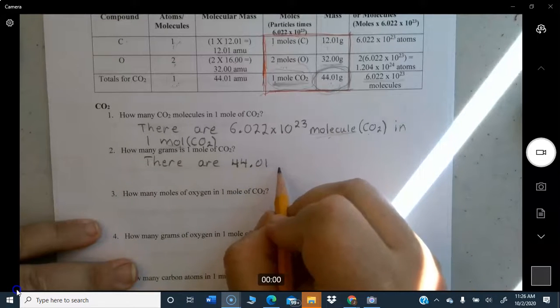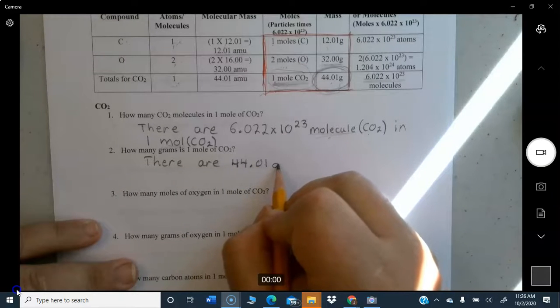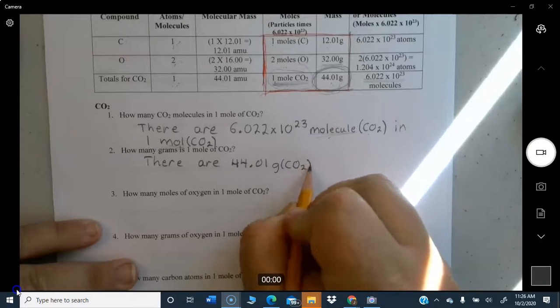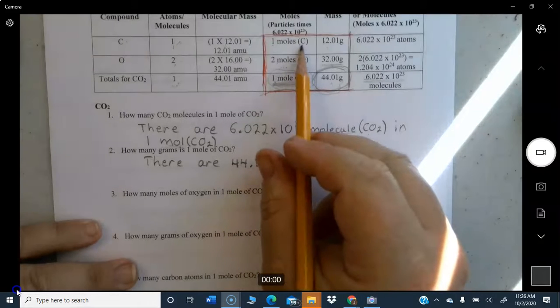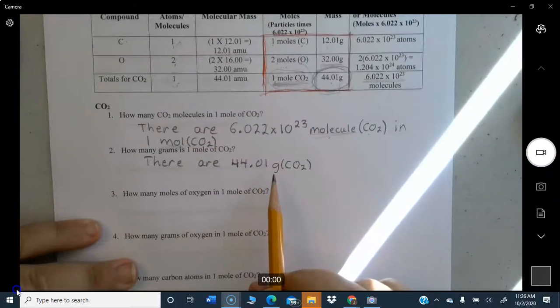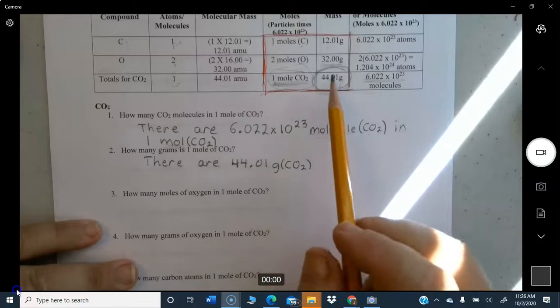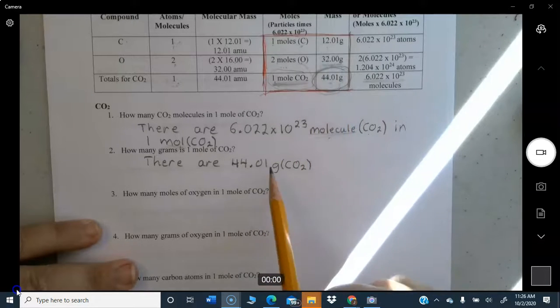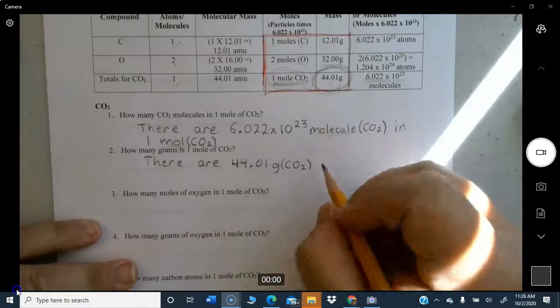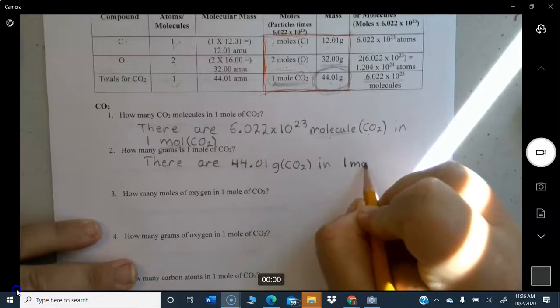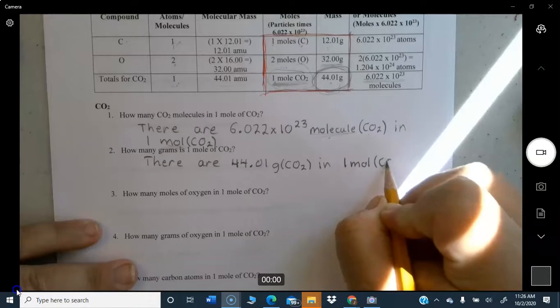And again, this is what I want to get you used to: unit of measure, grams, and substance, both of them. Because we could be talking about grams of oxygen, grams of carbon. So you need to be clear what the unit of measure is. Is it grams or moles? And of which substance? CO2, carbon, or oxygen. So it's grams of carbon dioxide. And again, it's 1 MOL of carbon dioxide.